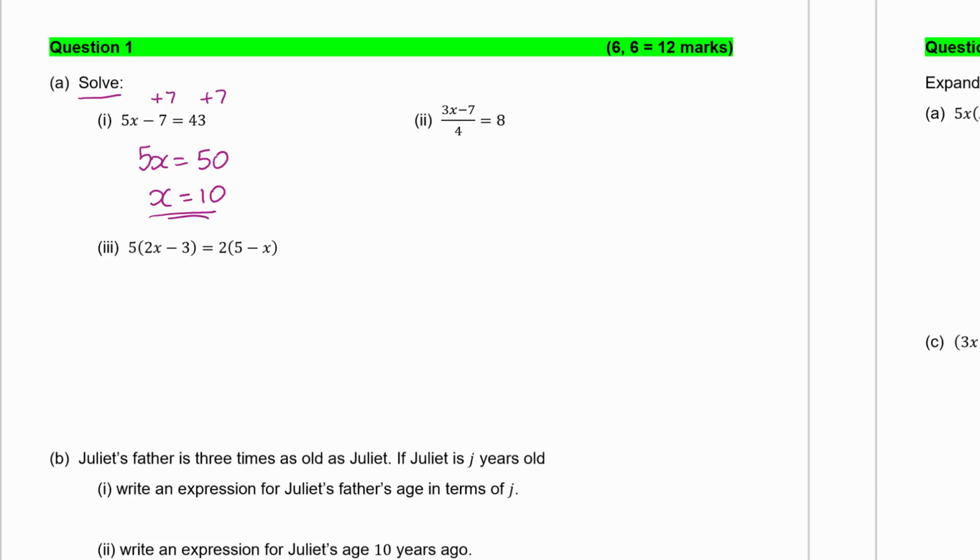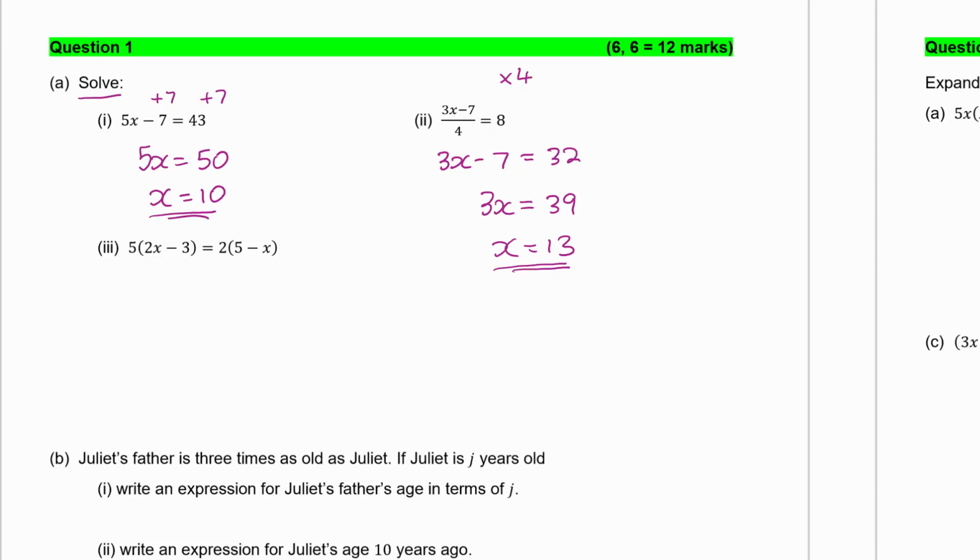With this one here, the first thing we need to do is multiply both sides by 4. If we do that, the left-hand side is then just 3x minus 7. Multiplying by 4 gets rid of the 4 on the bottom because that 4 was dividing. And on the other side, we do 8 times 4, which is 32. We're then, just like the previous question, going to add 7 to both sides, giving us 3x equals 39. And then we'll divide both sides by 3 to give us x is 13.